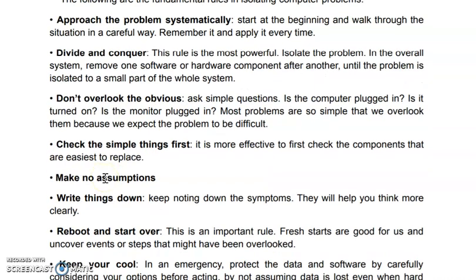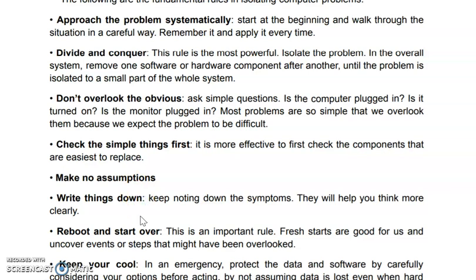Then ask some questions: whether this computer is plugged in or not, whether it is turned on or not, whether the monitor is plugged in properly or not. Sometimes it is a very simple error, but we ignore such kinds of errors. So first of all, check that all the connections are properly done, and then restart your machine. Check for the simple things, don't make any assumptions, try every possible way.